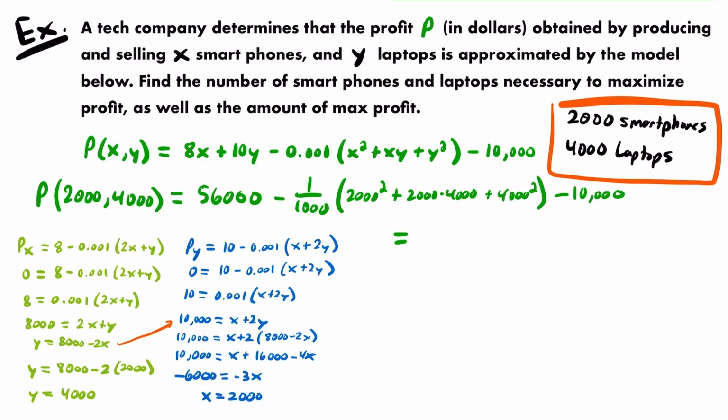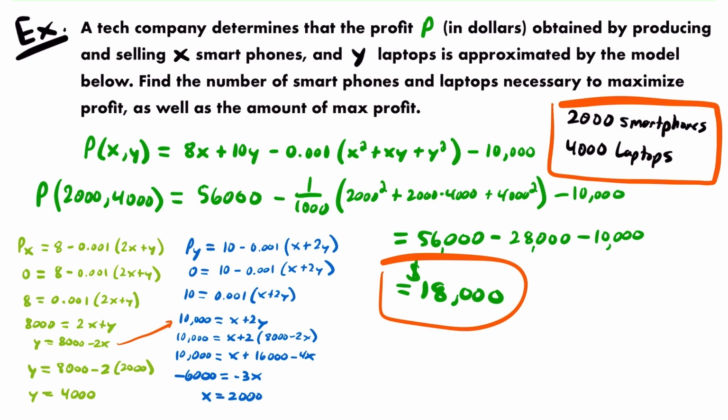All right, so this is equal to 56,000 minus 28,000 minus 10,000. And if you want to put the commas in there, go for it. But then 56,000 minus 28,000 minus 10,000 gives you 18,000. So $18,000 would be the maximum profit for the tech company given this model for their profit based on smartphones and laptops produced and sold.